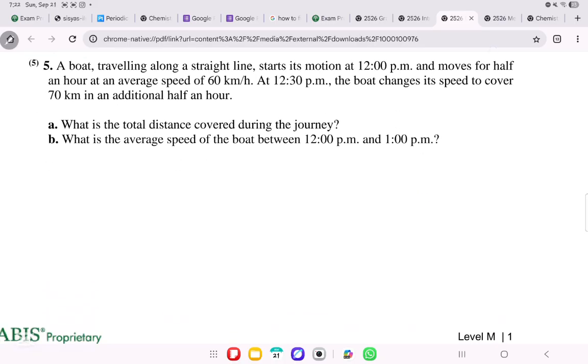Now we move on to question number 5. It says a boat traveling along a straight line starts its motion at this time, which is time initial, and moves for half an hour, which is 0.5 hour, at an average speed of 60 kilometers per hour. At 12:30, this is time 1. The boat changes its speed to cover 70 kilometers, this is the distance, in an additional half an hour, in an additional 0.5 hour.